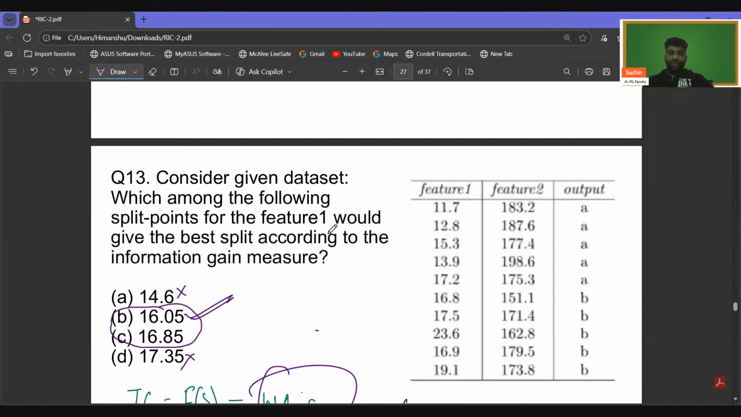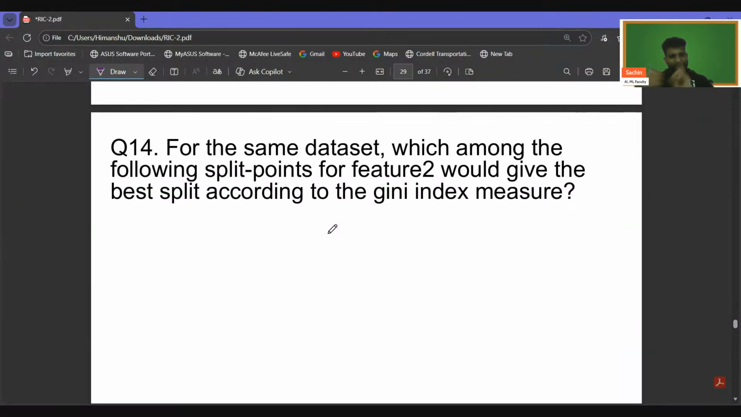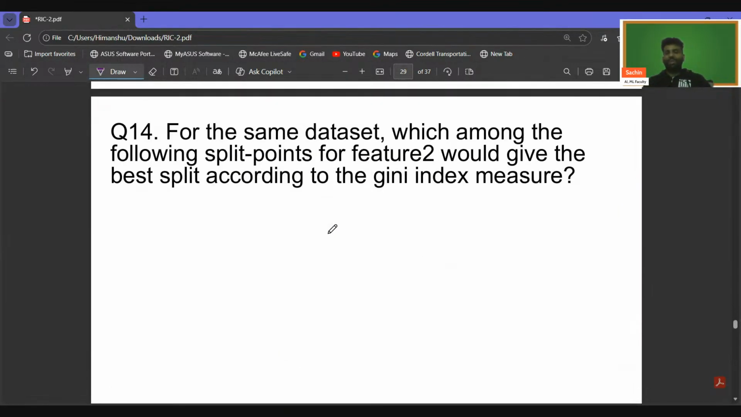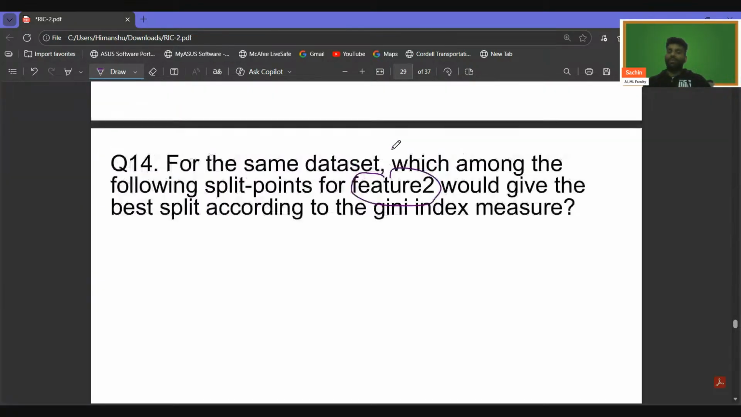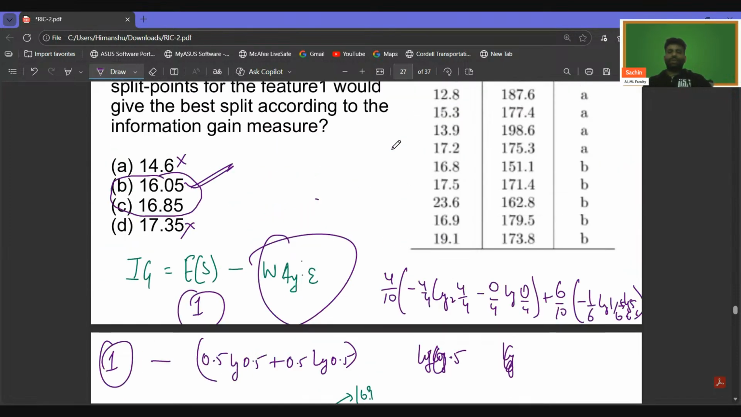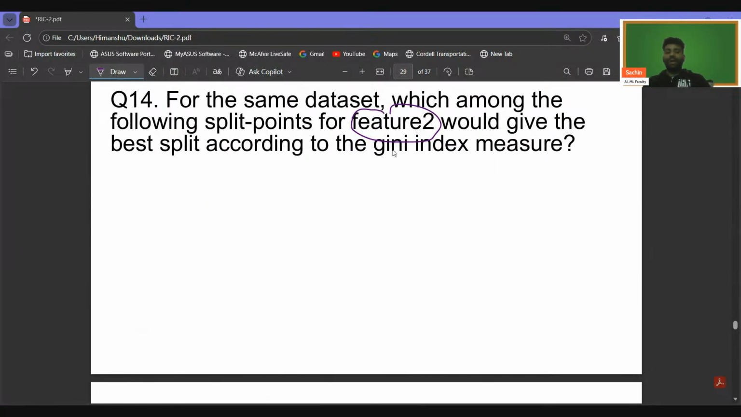So that was all for this question number 13. Let's talk about the next one. We understood the entropy, we understood the information gain. What about for the same data set, that means this one only, the Gini index? Do you know how to calculate the Gini index? Think about this, but right now we are talking about feature 2, how we are going to do it. Very important. What is going to be the formula for the Gini index? I hope you know that. Again, a simple one.